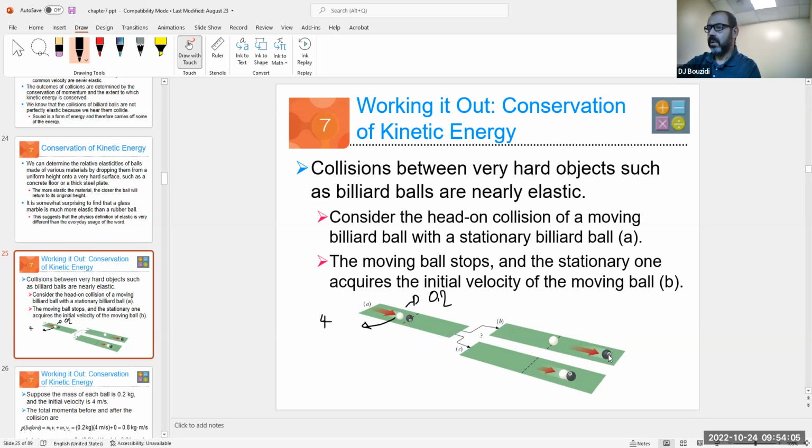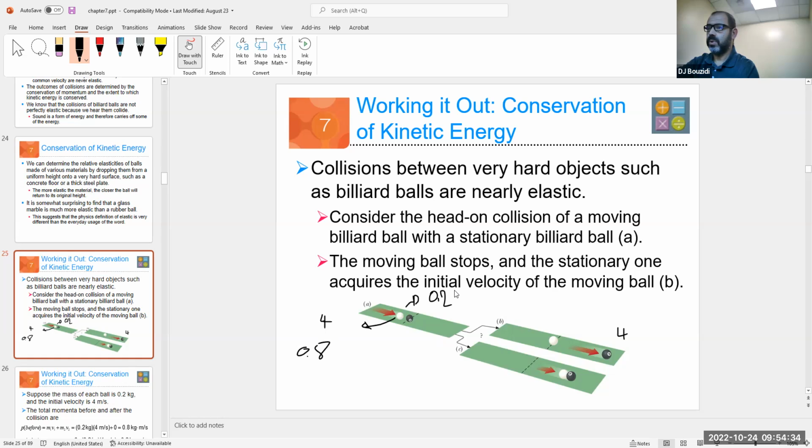and the 8 ball now will go with the velocity that the other one had. This one is also 0.2 kilogram. Both of them have the same velocity. So in this case, it's easy to compute the momentum initially. The momentum is this mass times this velocity. So the momentum is 4 times 0.2, which is what? It's 0.8 kilogram meter per second.